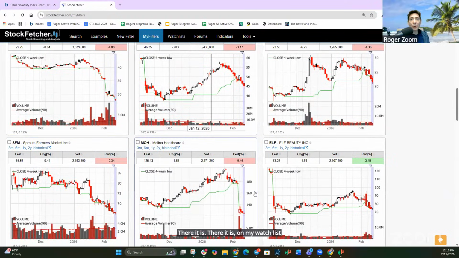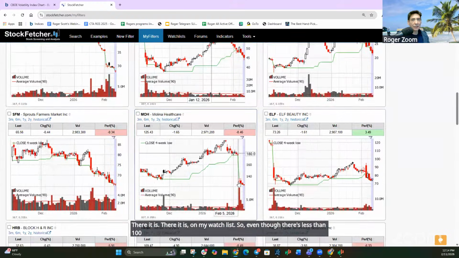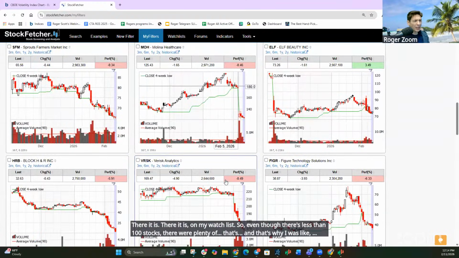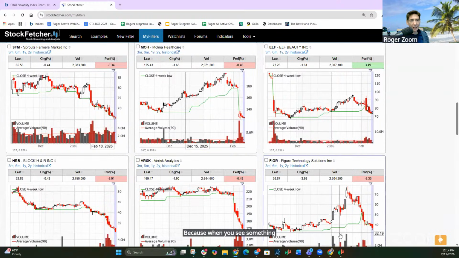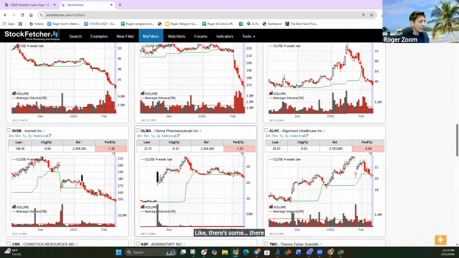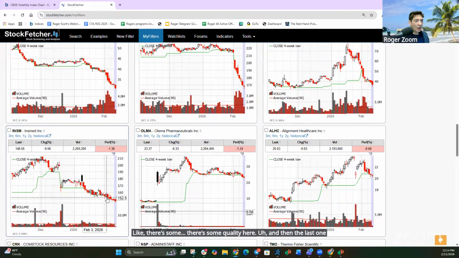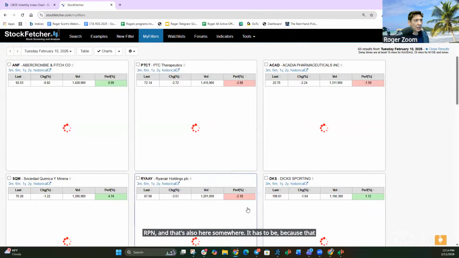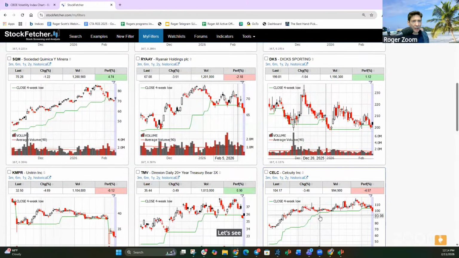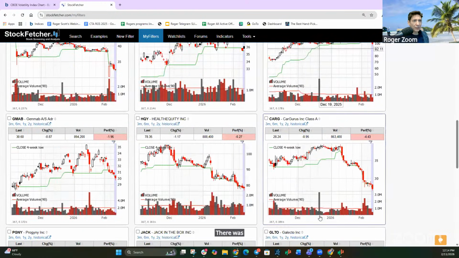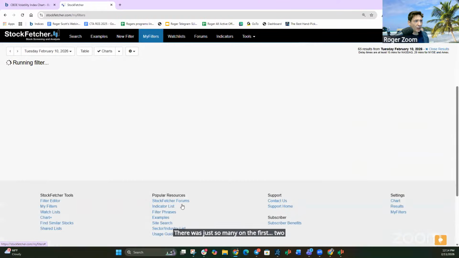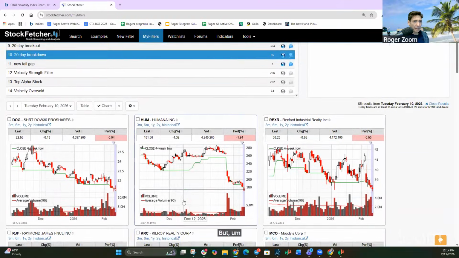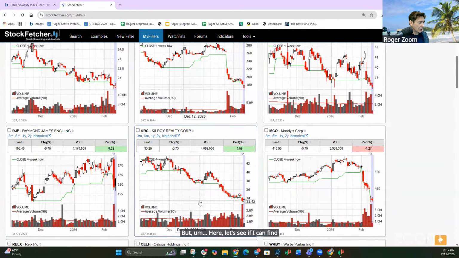There it is on my watch list. So even though there's less than 100 stocks, there were plenty of them. That's why I was like, that's kind of weird, because when you see this short list, you would think there's a lot of them, right? But there's only 64, but they're all very pungent. There's some quality here. And then the last one was GRPN, and that's also here somewhere. It has to be, because that's the only place I looked. So let's see. I don't even think I went down to the third page. There were just so many on the first two pages that I didn't even have to go that far. But here, let's see if I can find it. Where is that?